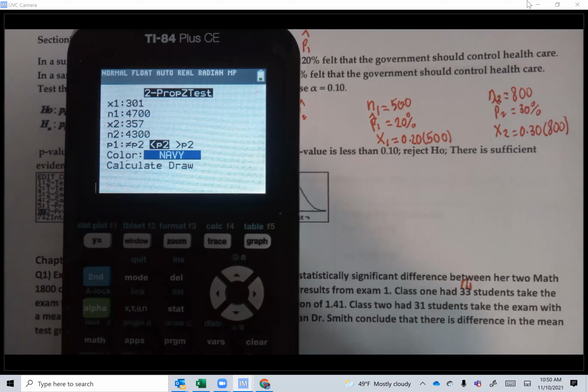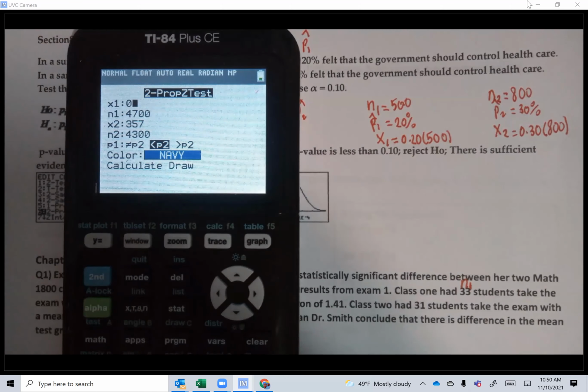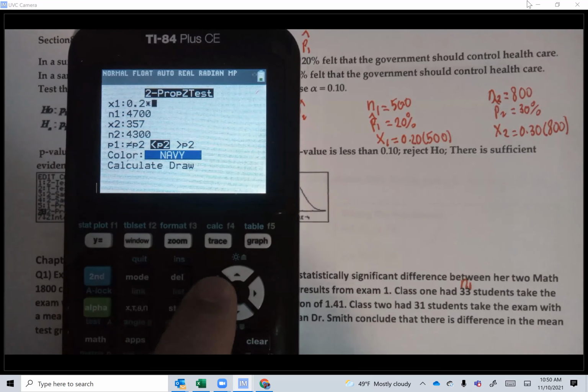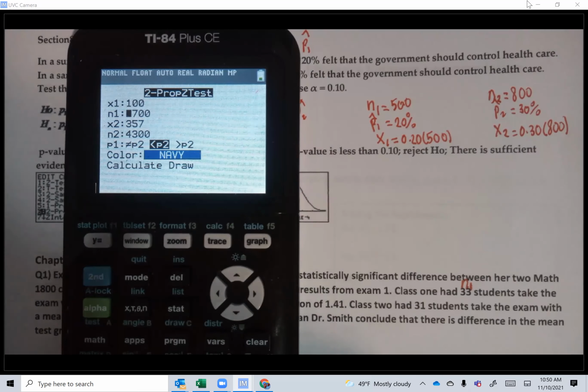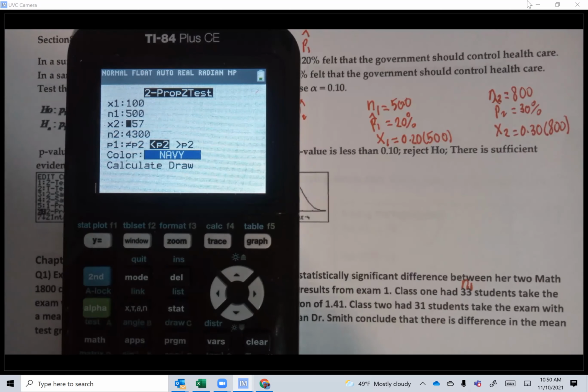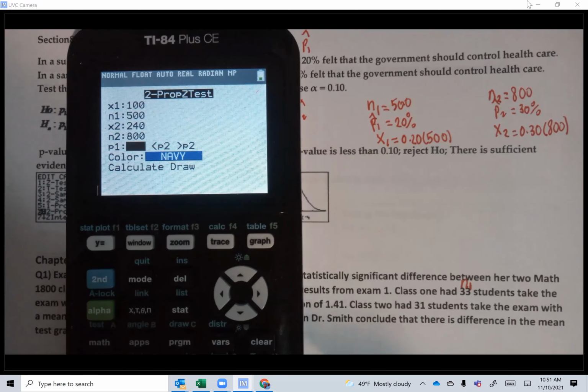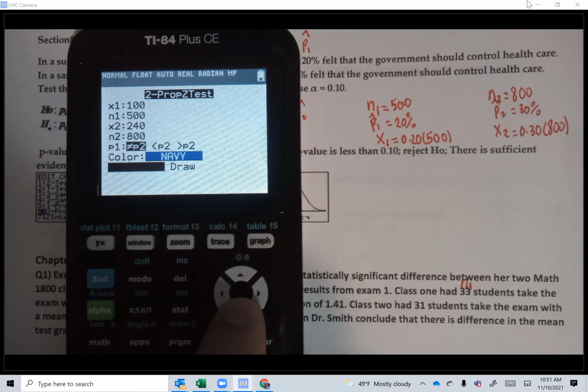Okay, X1. You could do this before, or you could do it just right here if you want, 0.20 times 500. It doesn't matter, guys. But make sure it is a whole number. N1 is 500. X2 is 0.3 times 800. N2 is 800. And P1 is different from P2. That's what we're trying to test. All right, and then let's hit the draw.